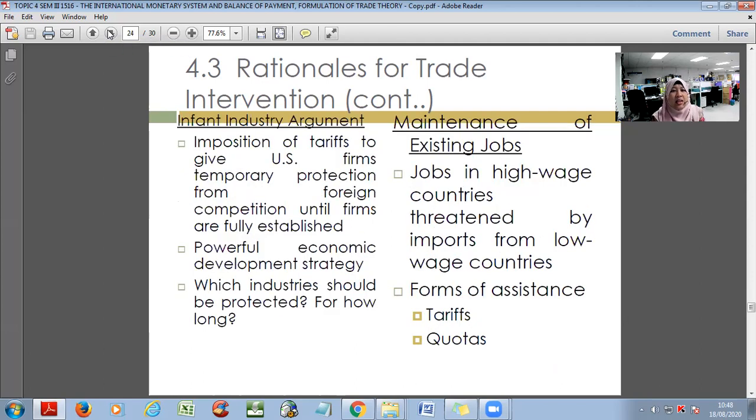The second one is the infant industry argument: imposition of tariffs to give firms temporary protection from foreign competition until the firms are fully established.